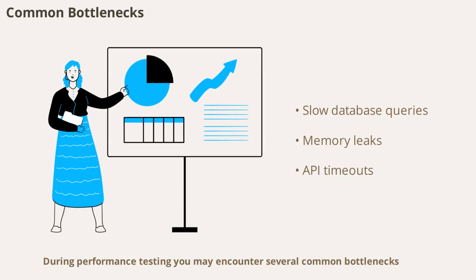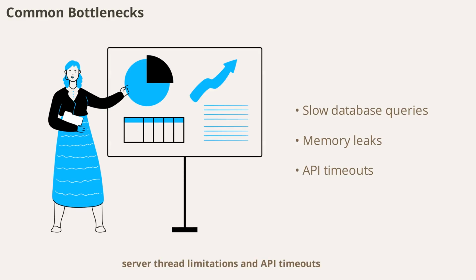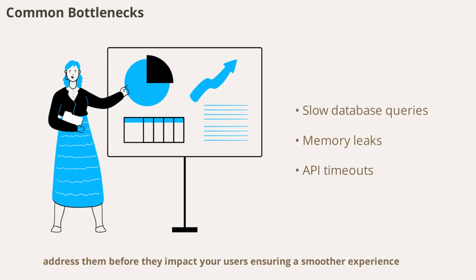During performance testing, you may encounter several common bottlenecks. These include slow database queries, memory leaks, network latency, server thread limitations, and API timeouts. Identifying these issues early allows you to address them before they impact your users, ensuring a smoother experience.